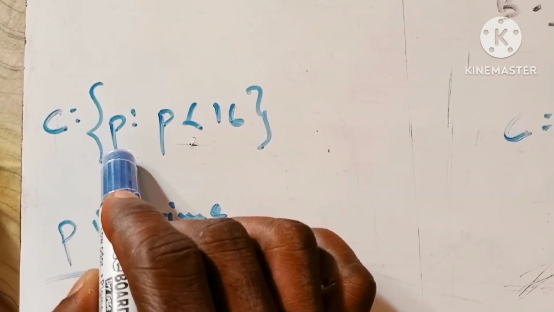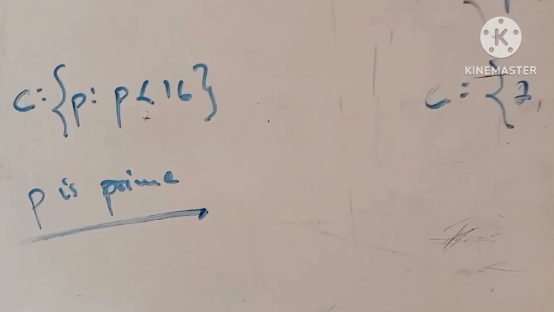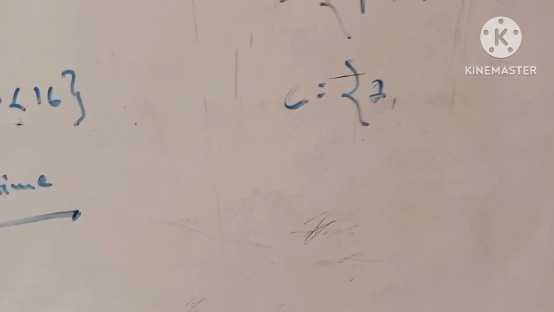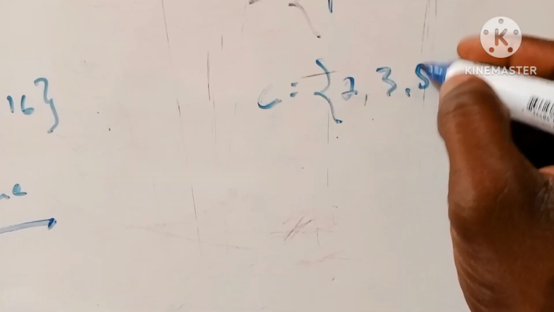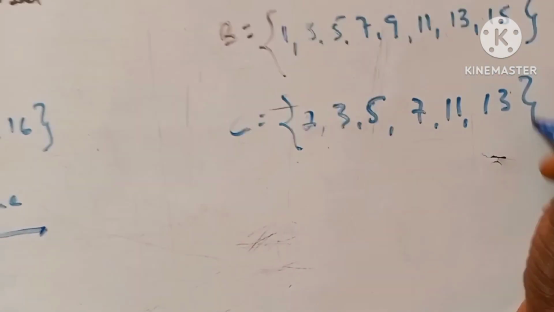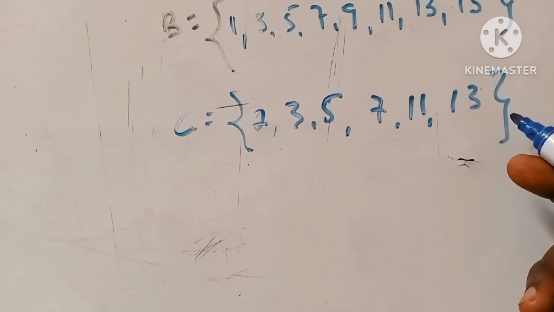We are looking for P, so that P is less than 16, right? P is a prime number. Prime numbers here start from 2. So we are having 3, 5, 7, 11, and then 13, right? Because we said that it is less than 16, you cannot go beyond this 13. Is that okay?